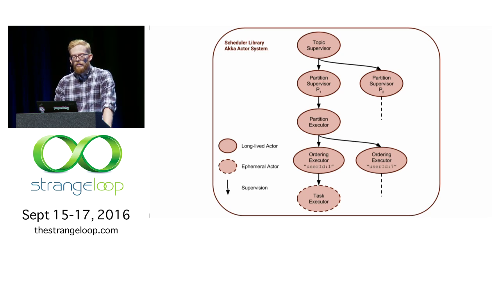So if a task continually fails, the logical queue contained within the ordering executor stops. But the other ordering executors will continue working through their own queues. So the ordering in the system is maintained, but only where it matters.